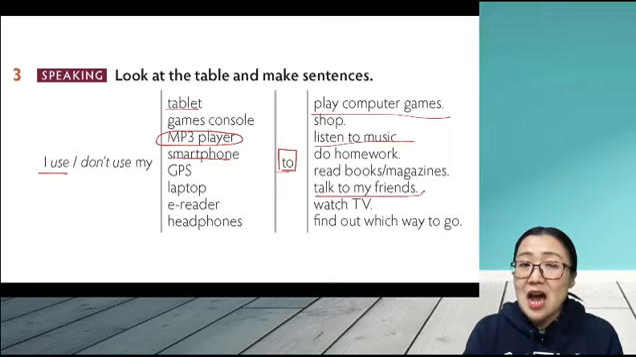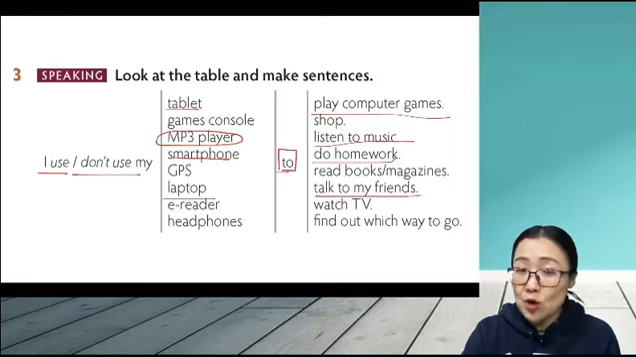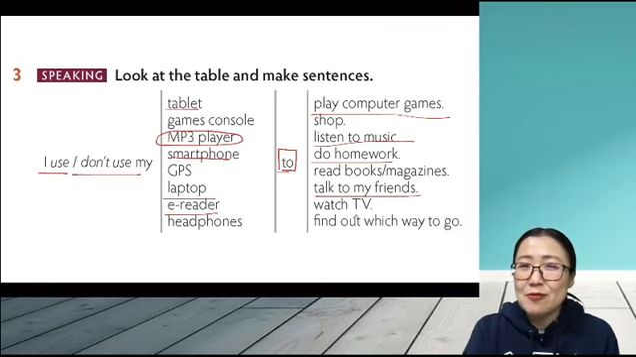Or you can say, I don't use my what to do what. Like, I don't use my laptop to do homework. Okay? Or I don't use my e-reader to read books. Okay? So you can make sentences by using these phrases and also the words.